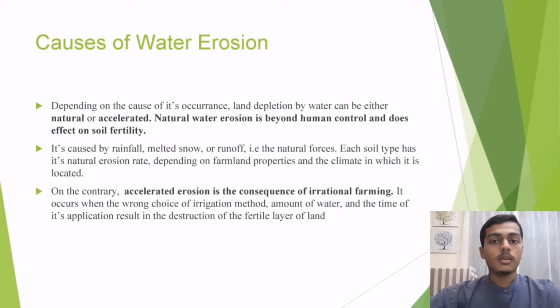Each soil type has its natural erosion rate depending on the farmland properties and the climate in which it is located. On the contrary, accelerated erosion is the consequence of irrational farming. It occurs when the wrong decisions of irrigation method, amount of water, and the time of its application result in the destruction of the fertile layer of land.